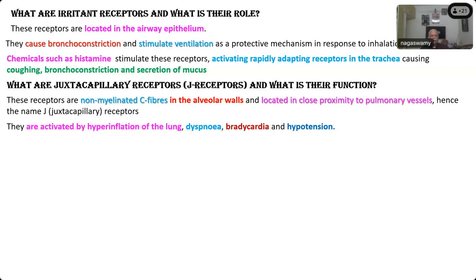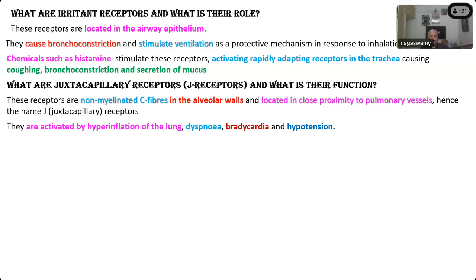They are activated by hyperinflation of the lung, or by dyspnea, or by bradycardia, or by hypotension. These are the things which stimulate the juxtacapillary receptors. Hyperinflation of the lung is why, what do you call an emphysematous patient? Hyperinflated. Pink puffers. A person with bronchitis, we call a blue bloater, whereas a person with emphysema, we call a pink puffer.